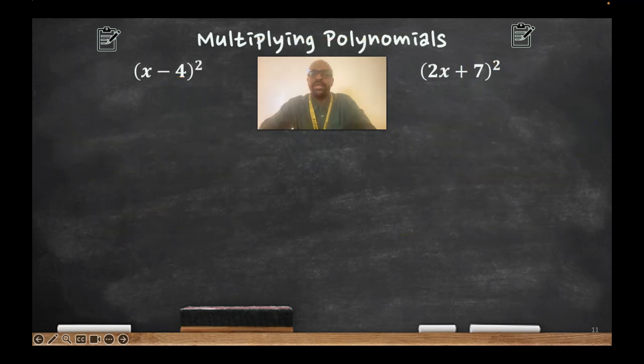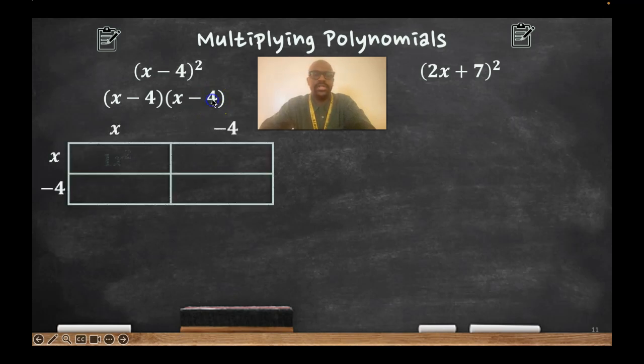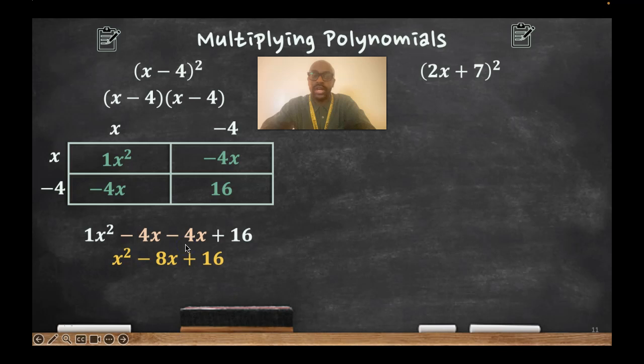Now what happens if you have a problem that looks like these? This says x minus 4 squared. What does that mean? That means x minus 4 times x minus 4. So we just do our same box method. So x times x, that's like having 1x times 1x. 1 times 1 is 1. You have 2 x's, so 1x squared. And you have negative 4x, and a positive 16. Positive 16 comes from negative 4 times a negative 4. And then now you have like terms. This is negative 8x, not 0. That's negative 8x when you combine those.